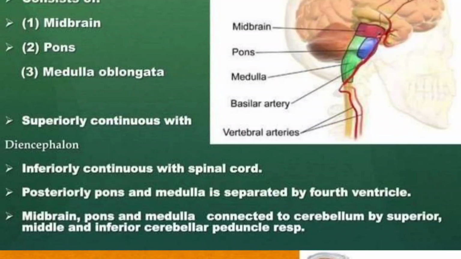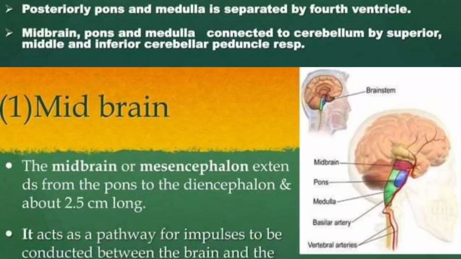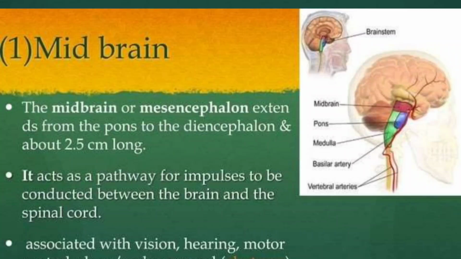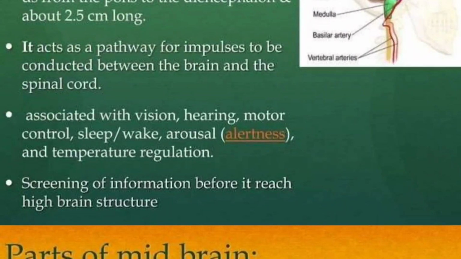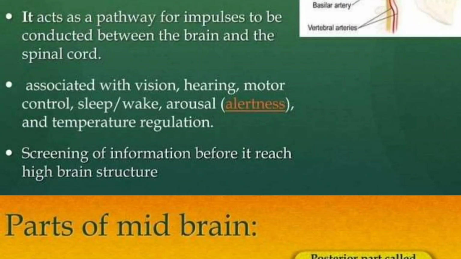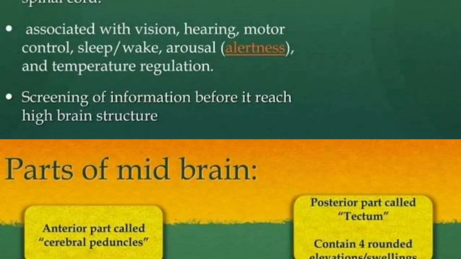The midbrain, pons and medulla are connected to the cerebellum by the superior, middle and inferior cerebellar peduncles. Midbrain: the midbrain, or mesencephalon, extends from the pons to the diencephalon and is about 2.5 cm long. It acts as a pathway for impulses to be conducted between the brain and the spinal cord. It is associated with vision, hearing, motor control, sleep, wake, arousal, alertness and temperature regulation. Screening of information before it reaches higher brain structures.